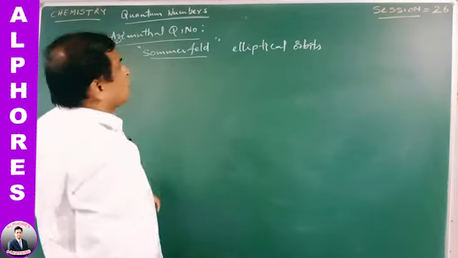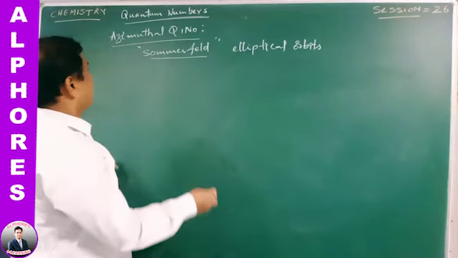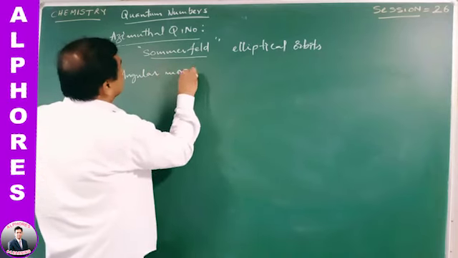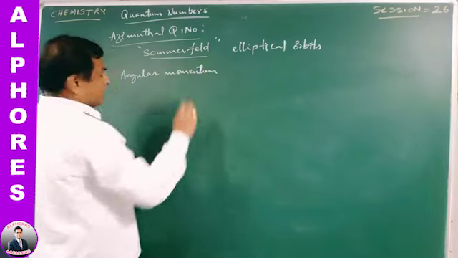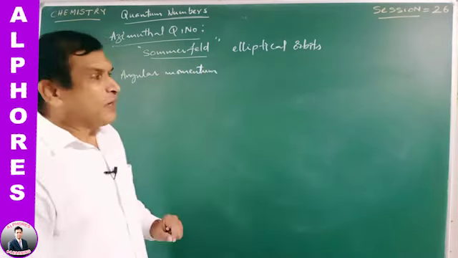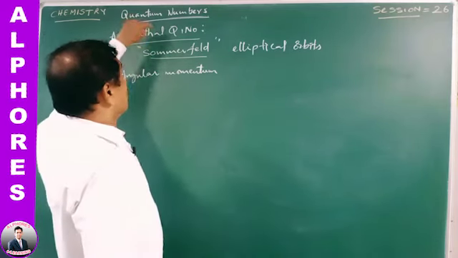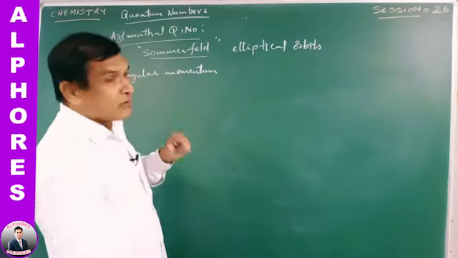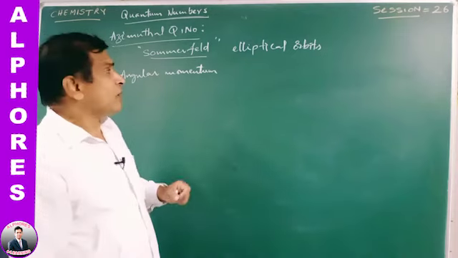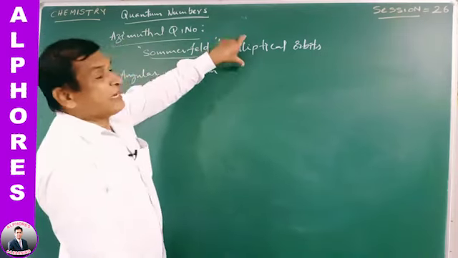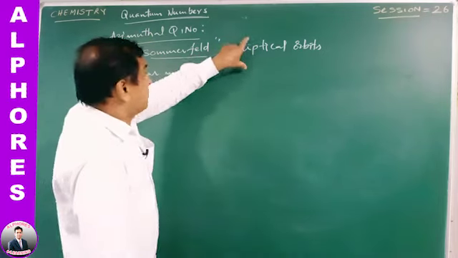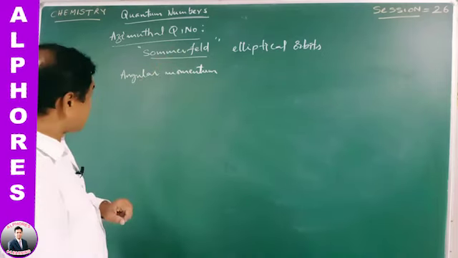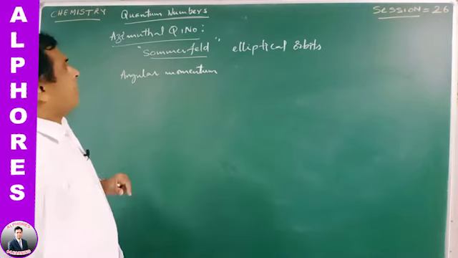To explain angular momentum of the electron, or rather, to explain the fine spectrum, Sommerfeld introduced elliptical orbits.